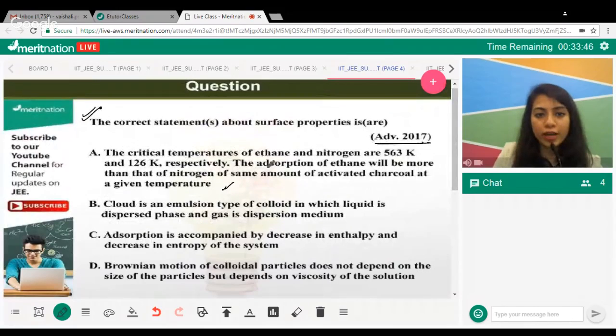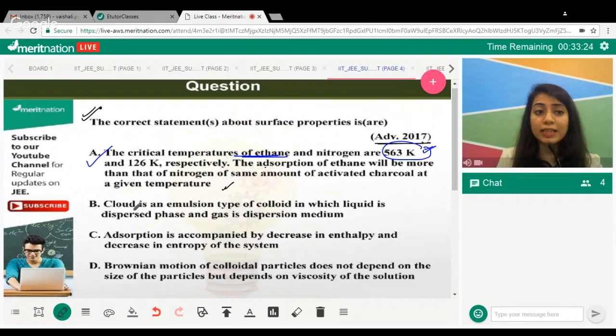Here you can clearly see that the critical temperature of ethane is higher, that is 563 Kelvin. So that means it's easily liquefiable, and that also suggests that the adsorption of ethane will be more than that of nitrogen on the same amount of activated charcoal at a given temperature. So A is absolutely right.